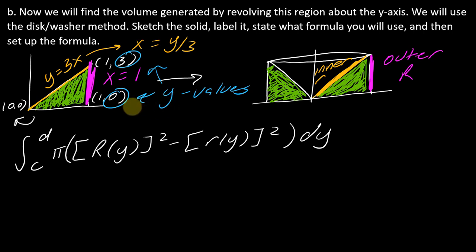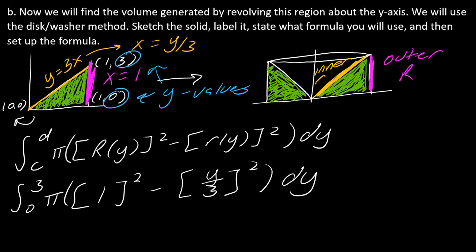The other thing I need to pay attention to is, since we're doing everything in terms of y, what are the highest and lowest y coordinates in this situation. Now I've got all those pieces. I've identified my outer radius, my inner radius, and my highest and lowest y values. I've got everything in terms of y. We are ready to go.